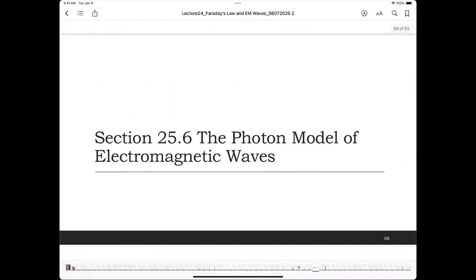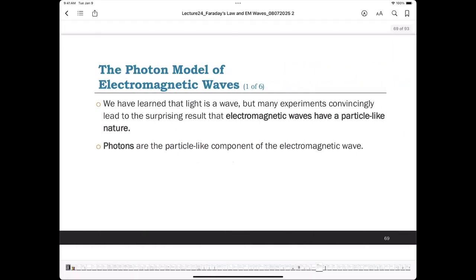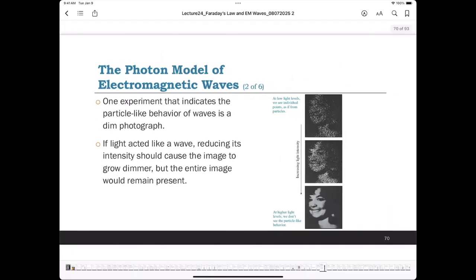Okay, let's talk about the next part, the photon model of electromagnetic waves. We have learned that light is a wave, but many experiments convincingly lead to the surprising result that electromagnetic waves have a particle-like nature. Photons are the particle-like component of electromagnetic waves. You can see this. One experiment that indicates the particle-like behavior of waves is a dim photograph.